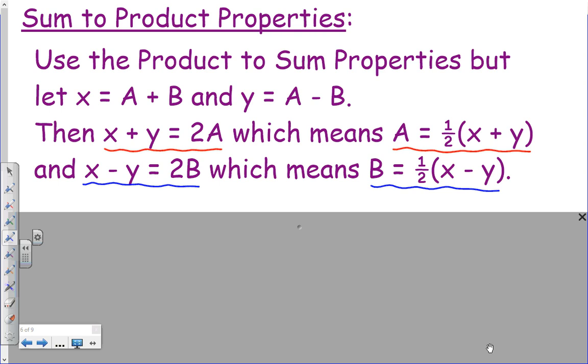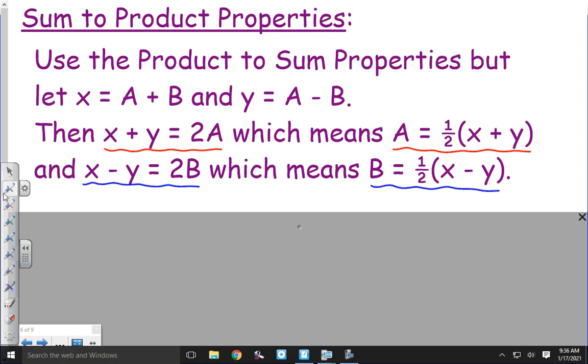So this tells me what I can use to make my substitution in the properties that I already know for a product to a sum. If I replace the a and the b with what I came up with, and I replace the a plus b and the a minus b with the x and the y, I should have my property here. So let's try this out.